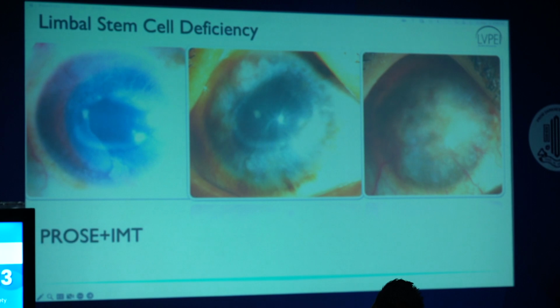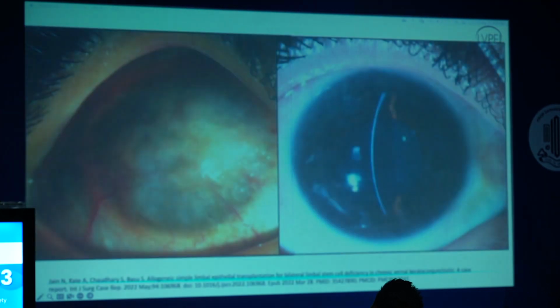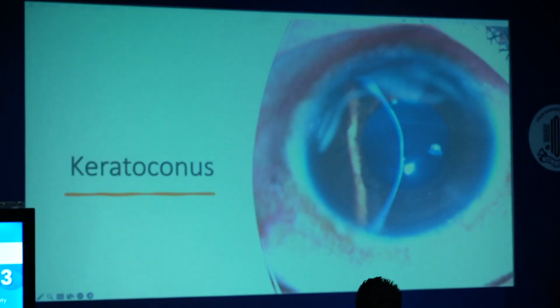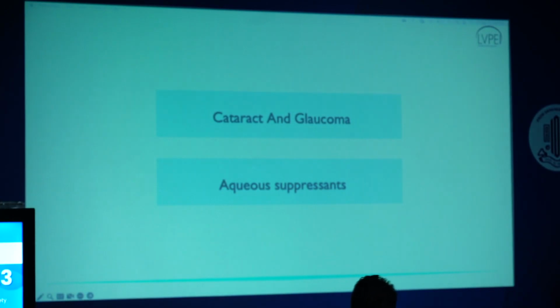If the central island is clear, you can give the patient a scleral contact lens, and if there is total LSCD, transplantation is the treatment of choice. These patients do very well. And keratoconus is yet another association. Here, keratoconus progresses very quickly and they require cross-linking earlier. Cataract and glaucoma, these are things that often get missed, and we have to be on the watch for these entities as well.